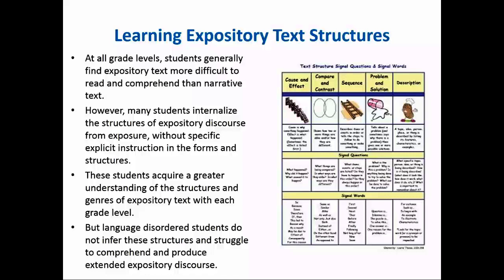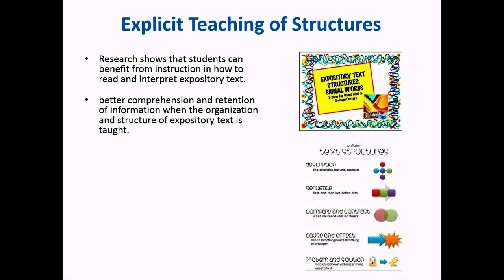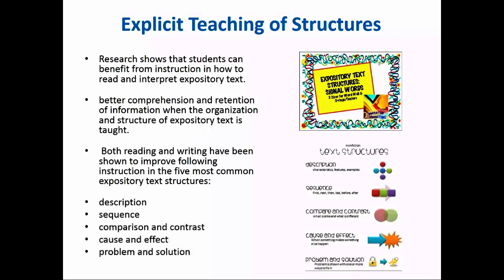There's much research that shows you can improve a person's ability to read, interpret, and use expository discourse. Children improve in comprehension and also retention of information when they have been taught these structures. Both reading and writing have been shown to improve when you teach the five most common expository text structures in several research programs. Those are description, sequence, compare and contrast, cause and effect, and problem solution.